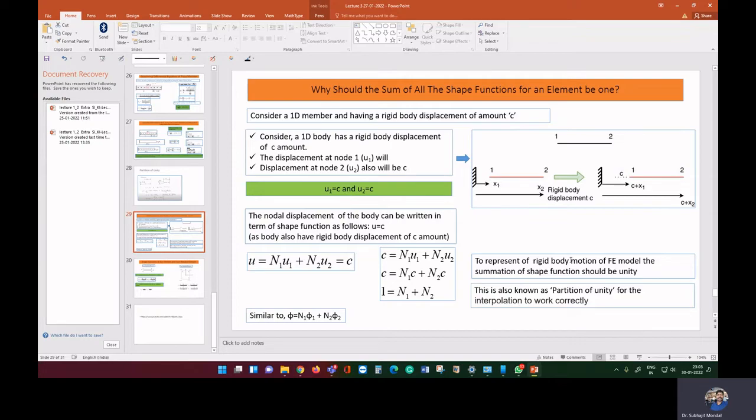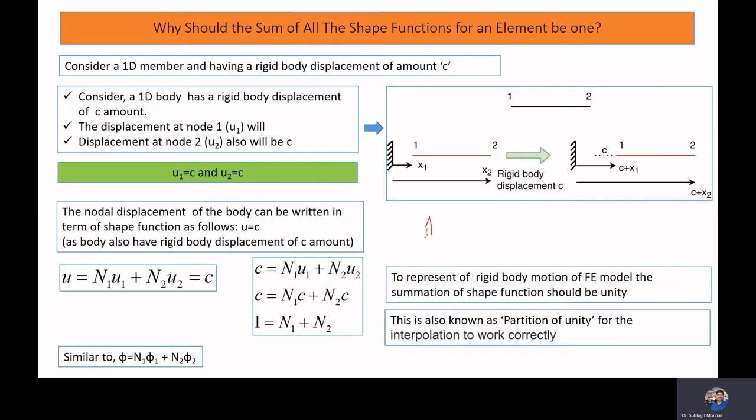For example, if we have a bar and it deforms like this, then the deformation should be continuous in the inter-element connection. Deformation at least should be continuous in the inter-element connection. In some cases, it may happen that our strain also needs to be continuous in the inter-element connection. Now, the question is why the deformation should be continuous.